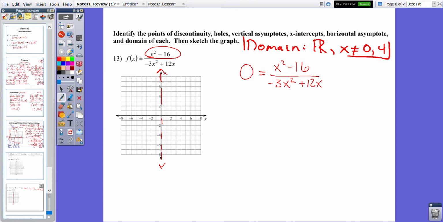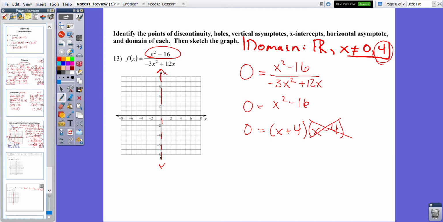Remember, there are restrictions on that, so we have to be careful. But in this case, if we look at just the numerator, we get 0 equals x squared minus 16. That's a difference of squares, so x plus 4, x minus 4. Now one of these we already solved for. We already know that x cannot be equal to 4, so we have to get rid of that factor, because it's the one we can't deal with.